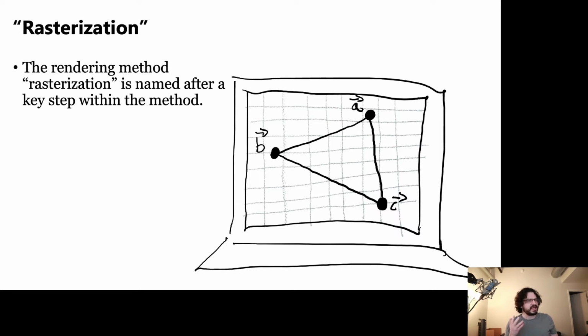And if you're wondering, wait, I thought all of this was called rasterization. Well, the broader rendering method referred to as rasterization gets that name from this key step in the process. Yes, that can be a bit confusing, but it doesn't seem to cause too many problems in practice. Probably because of all of the steps in rasterization, the actual rasterization part tends to be the most standardized, and so people don't usually write their own code for it.